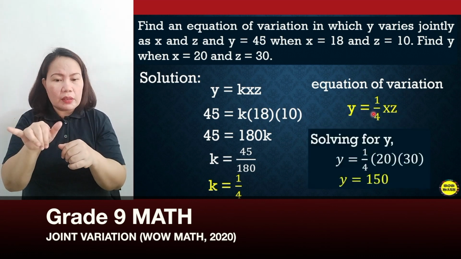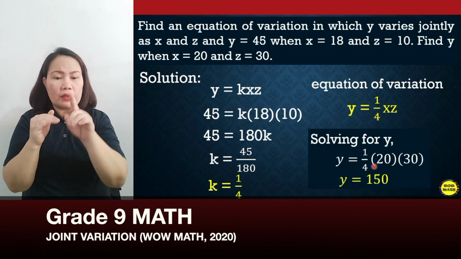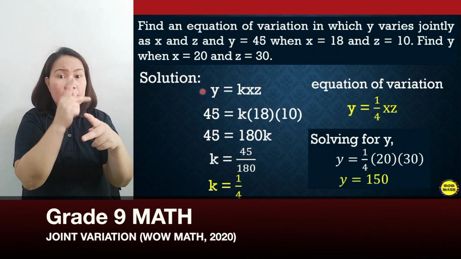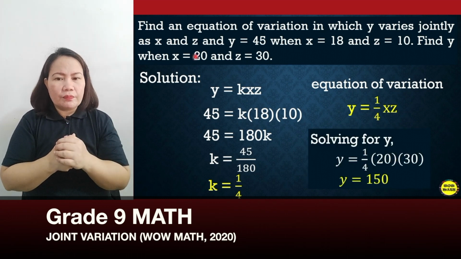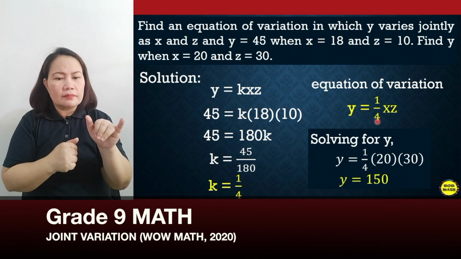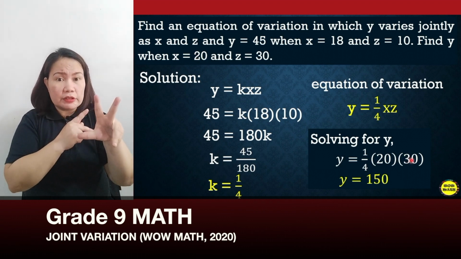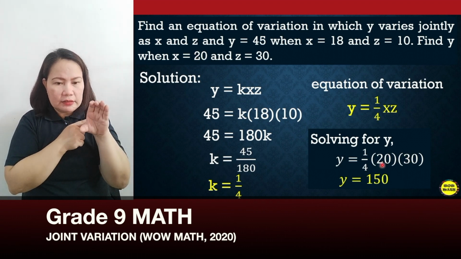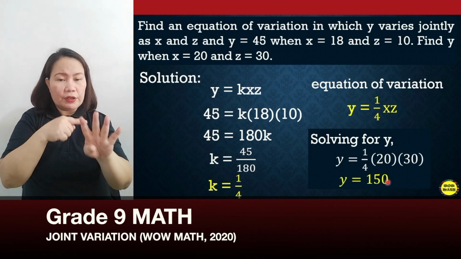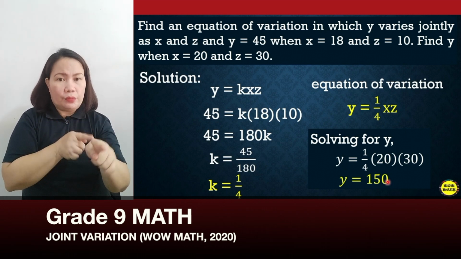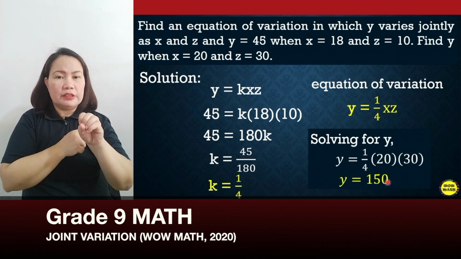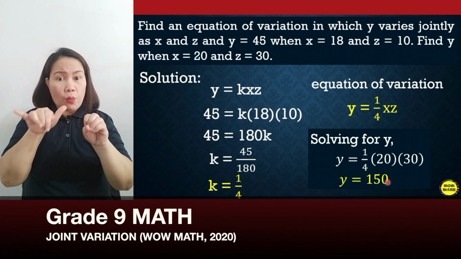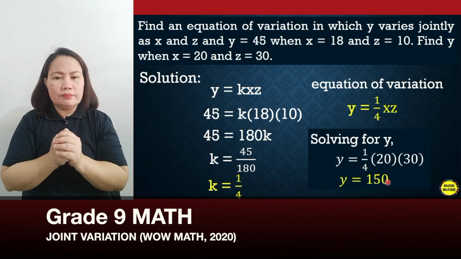Solving for Y, that is 1/4 times 20. So again, sinubstitute lang natin yung value ng X, tapos yung value ng Z. So 20 times 30, that is 600. Divide by 4, that is 150. So the value of Y is 150 when X is equal to 20 and Z is equal to 30.